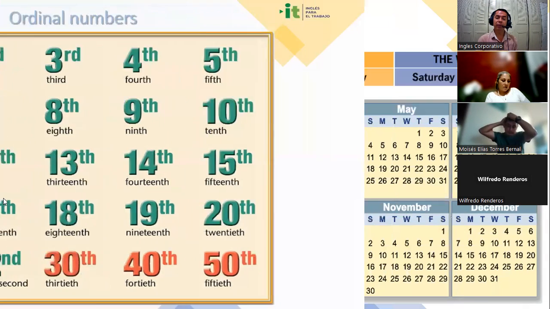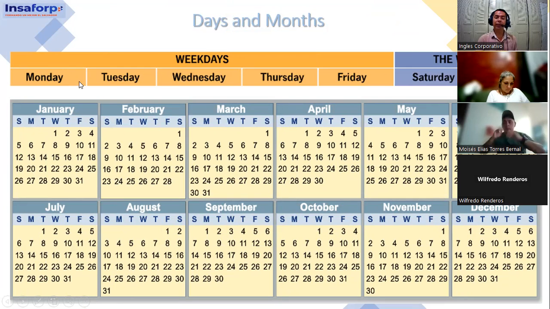Then we have the months and the days, you know, Monday, Tuesday, Wednesday, Thursday, Friday, Saturday, and Sunday. Repeat after me, please. Monday. It's not Monday, no, Monday. Tuesday, Wednesday, thank you, Thursday, Friday, Sunday. It's not Sunday, no, Sunday.